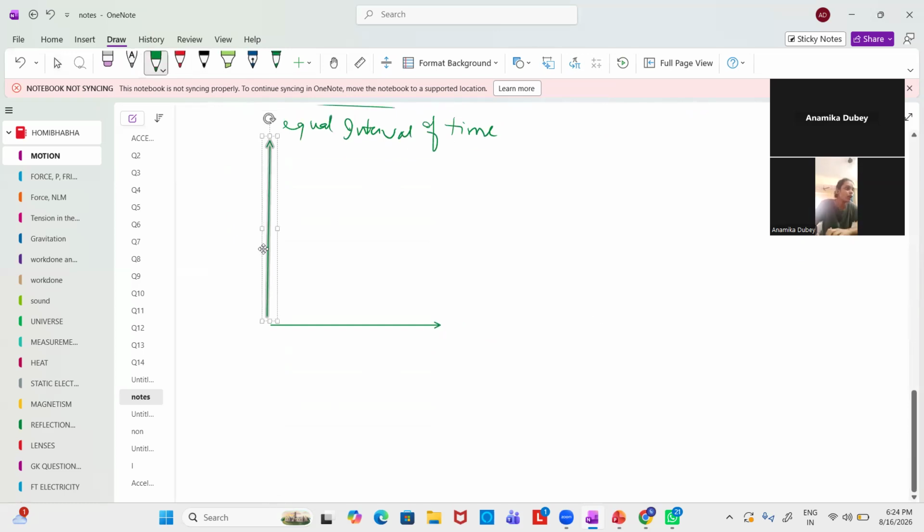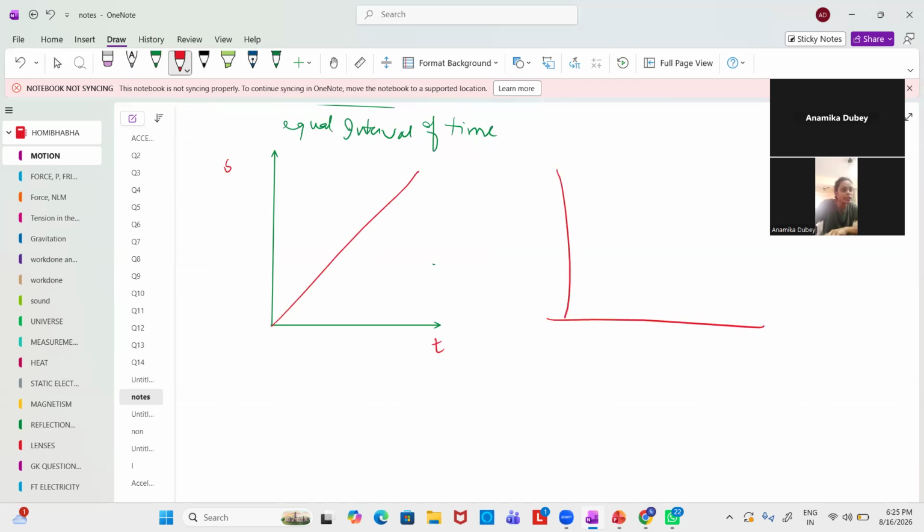So if I'm drawing a graph of uniform and non-uniform motion, you can understand how to identify whether the motion is uniform or non-uniform. If the distance versus time graph or velocity versus time graph is a straight line, it is uniform motion. And in non-uniform motion, it will be a curve.